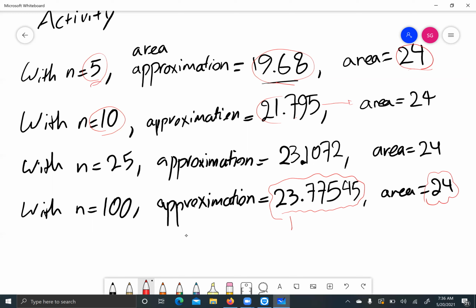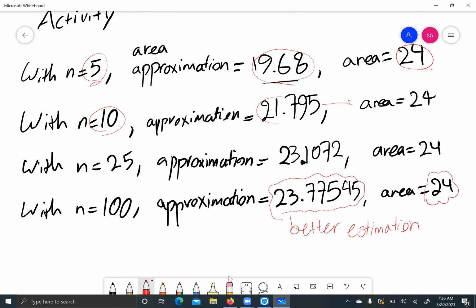So this is the better estimation of the real value. The real value is 24, and what we are doing is estimation of the real value, right? But the observation here is that as we increase the number of rectangles, in other words, as we increase the number of subdivisions, we end up with a better approximation. We end up with a value that is closer to the real value.